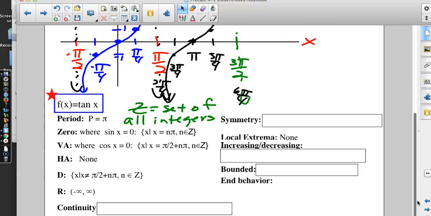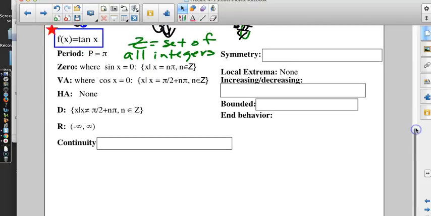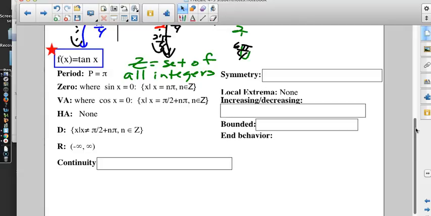And then our domain is x's such that x is not equal to anything that's a vertical asymptote. So pi over 2 plus n pi, where n is the set of all integers. Our range is from negative infinity to infinity. And we're using all the y's. And as we have done in the past, we have to say that this is continuous over its domain. We know there are vertical asymptotes. We know that it's going to cut it off at certain points. But those vertical asymptotes are not in its domain. So when you use the domain the way you're supposed to, then it is continuous on its domain.